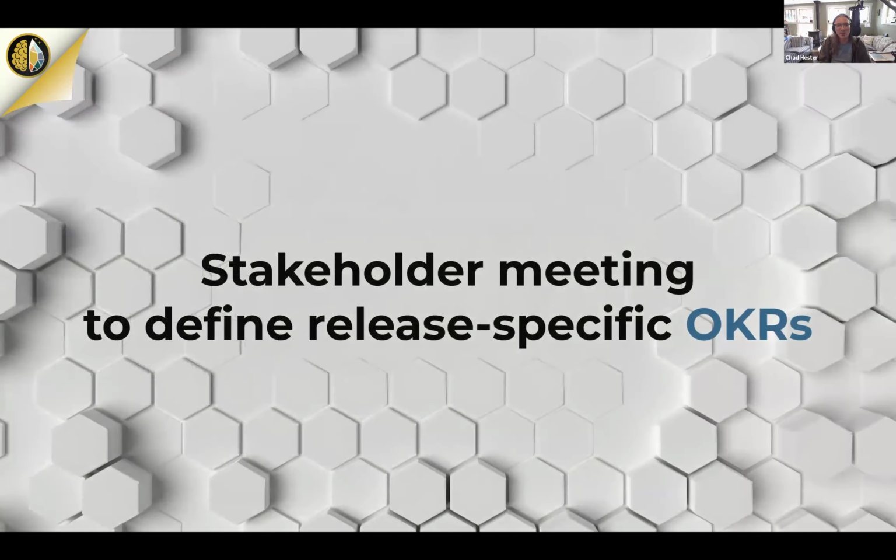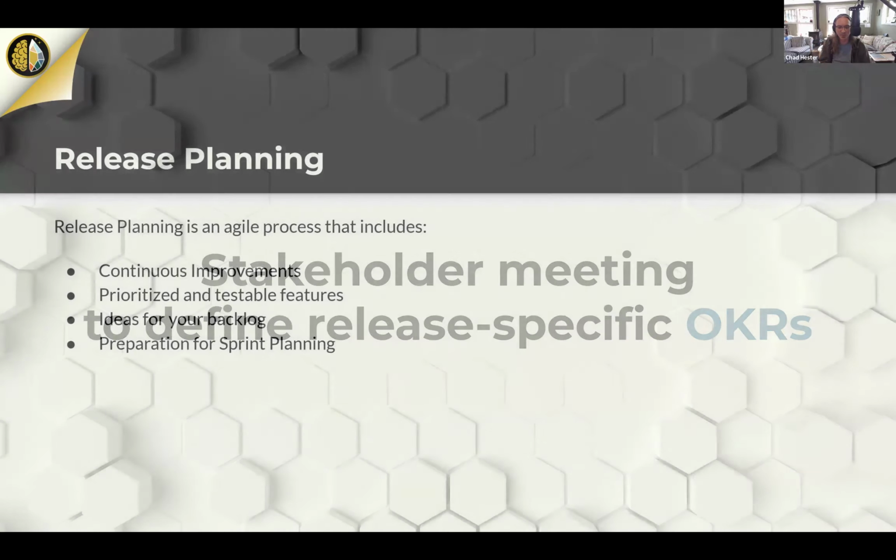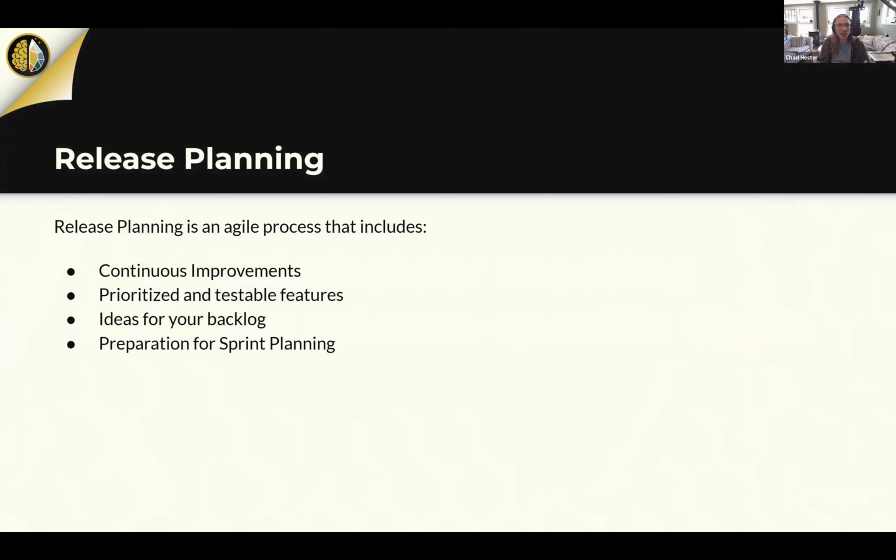So you start with those stakeholder meetings to define release specific OKRs. And that can just go into your release notes. Here are the things that we'd like to do. And more importantly, the OKRs are why you'd like to do them. And then release planning is going through and saying, here's what we'd like to do, put it in a backlog. And if you get through the whole backlog, wonderful.